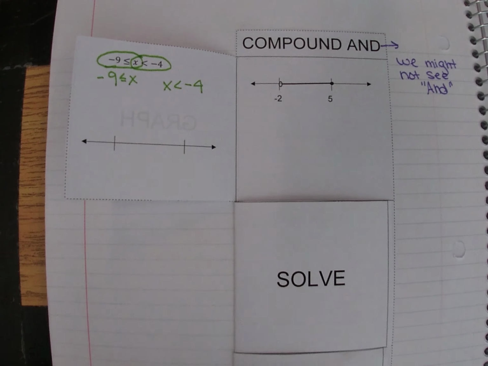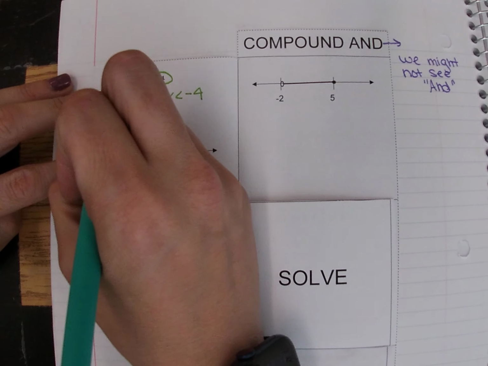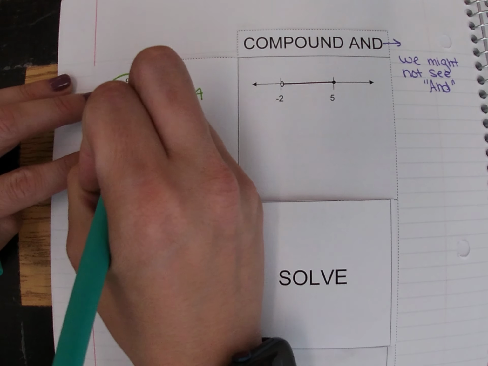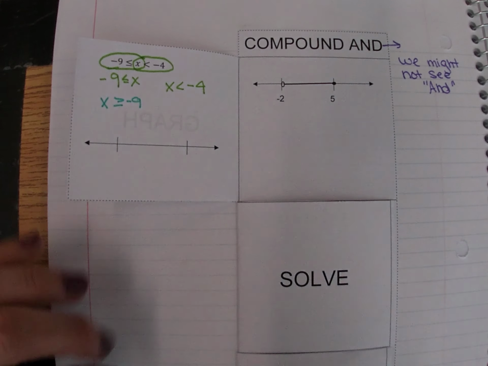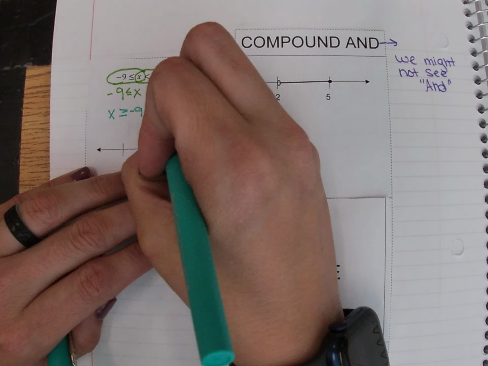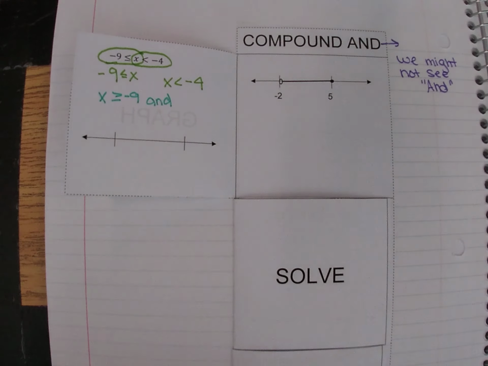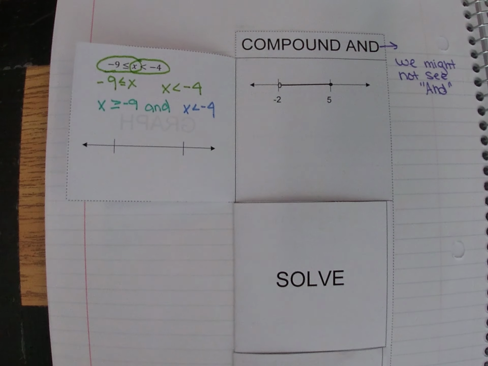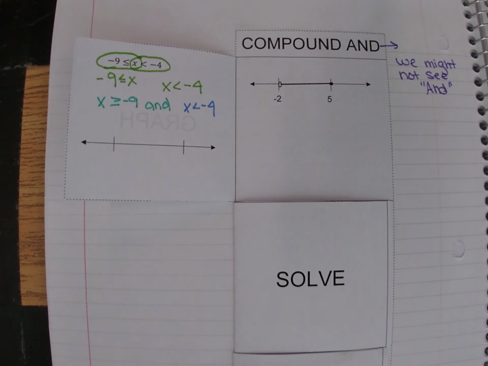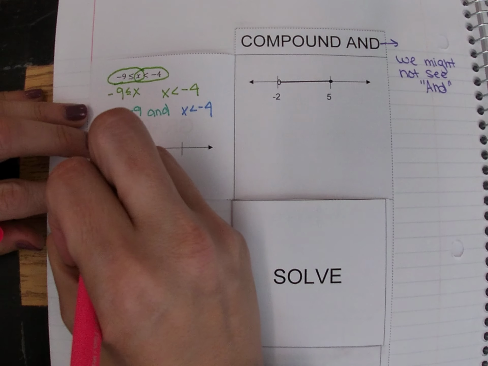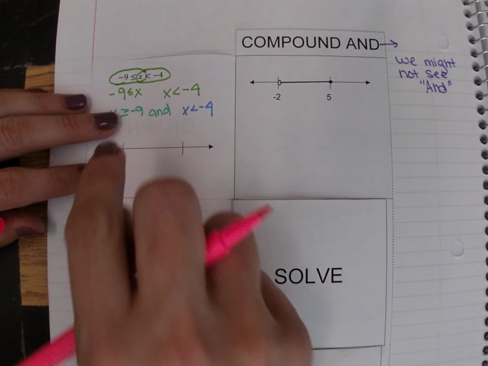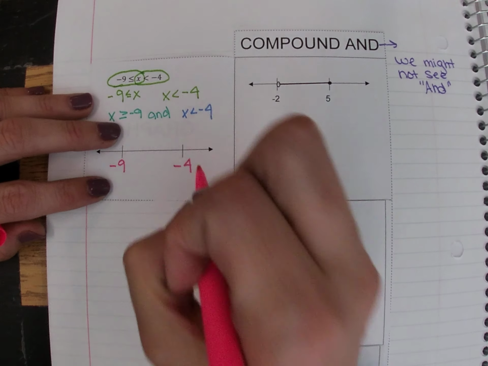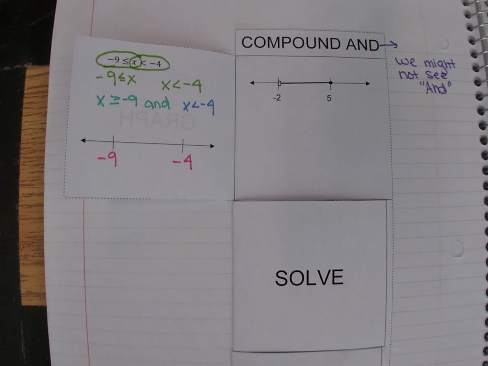But remember, that's not going to help us when we graph it, so we really want that variable first. So now we have x is greater than or equal to -9. I'm going to write this in a different color because it's going to help us in a minute. x is less than -4. Just like before, we are going to put our smaller number on our number line on the left. So I'm going to put my -9 over here. It seems larger, but it's more negative, so it's smaller. And my -4 on the right.